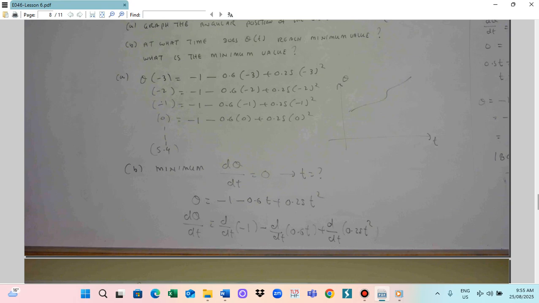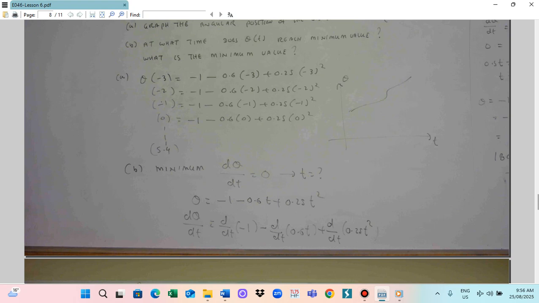Theta reaches its maximum value, or in this case its minimum value, when d theta by dt is equal to 0, and we have to find t. Therefore, we have to differentiate. Theta is given as minus 1 minus 0.6 t plus 0.25 t squared.